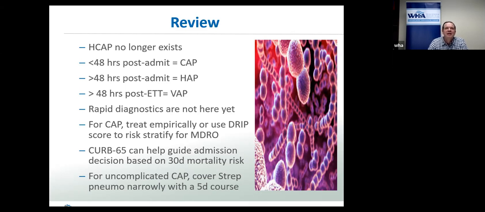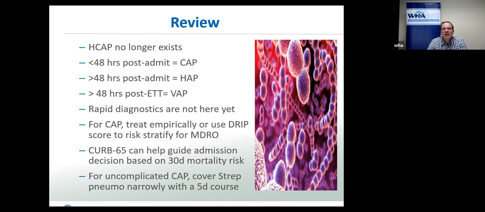If it's greater than 48 hours post-ET tube, that's ventilator-associated pneumonia. Those patients are at high risk for those MRSA and gram-negative organisms. Again, you're going to want to consider things like MRSA coverage and double pseudomonal coverage. Rapid diagnostics, by and large, are not here yet, but we're close.